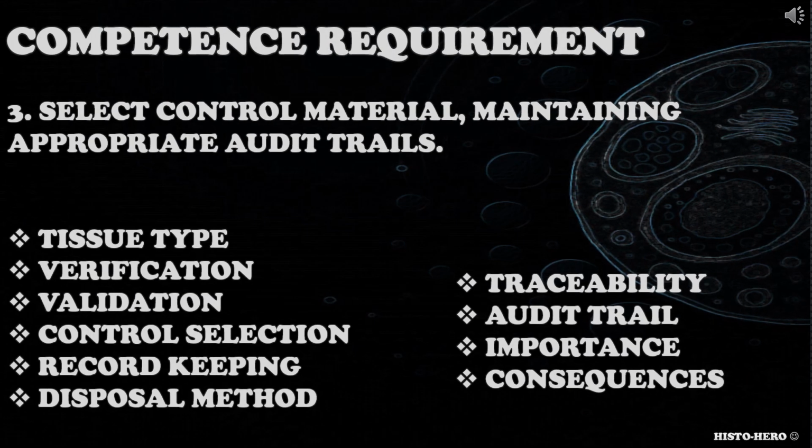The third competence requirement is select control material, maintaining appropriate audit trails. Candidate should be able to select and use correct control material. Does the candidate use correct control material? Do they maintain correct audit trail for control material used? When addressing this competence requirement, candidate could consider tissue types, verification, validation process, record keeping, traceability, audit trail, importance of selecting correct control material, consequences of not using correct controls.